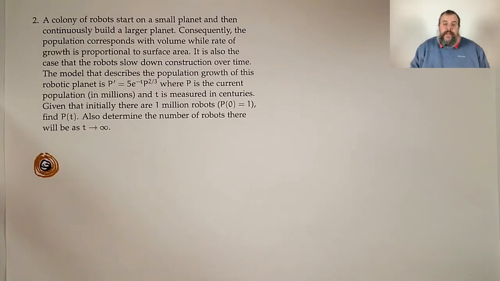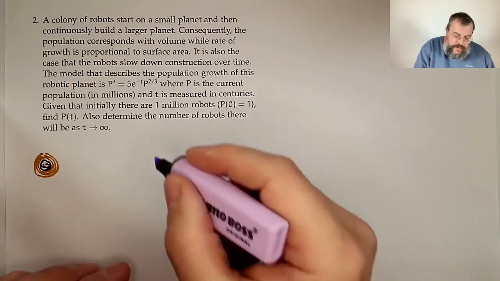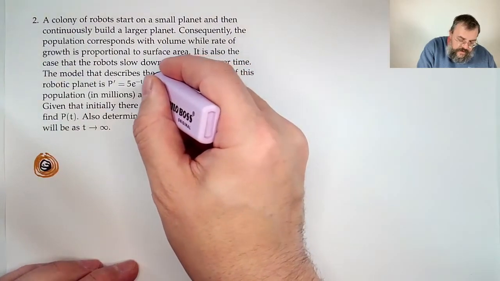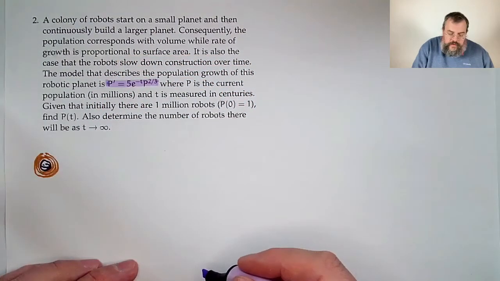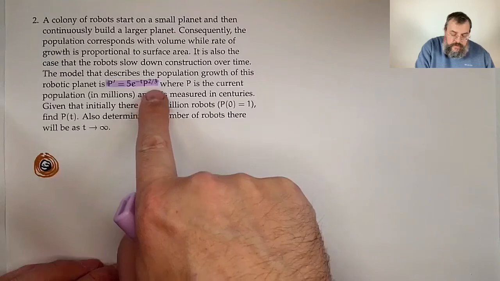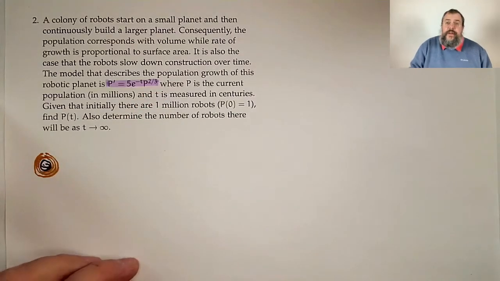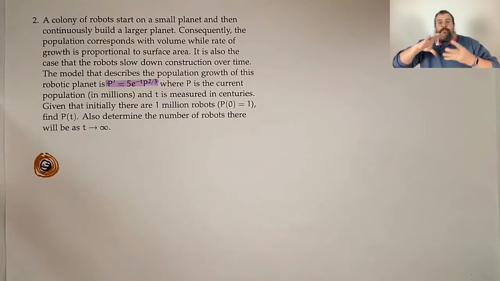All right. Now, if you're like, oh man, there's a lot to digest here, notice that we can actually write this problem with just the following. P prime equals the differential equation. And the reason you might say, well, why is there a P to the 2/3? That's how you go from volume to surface area.